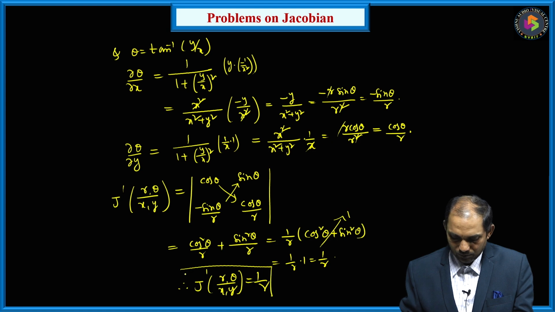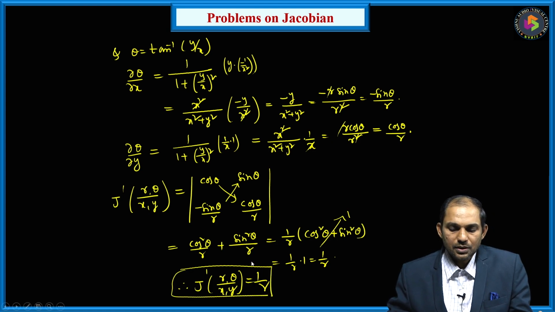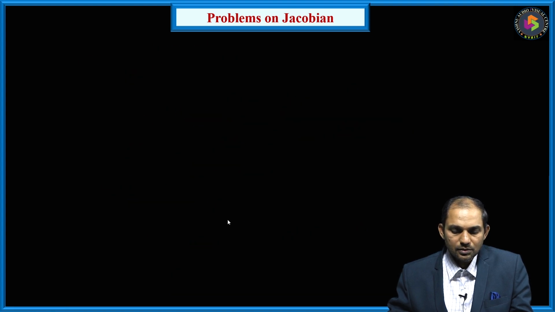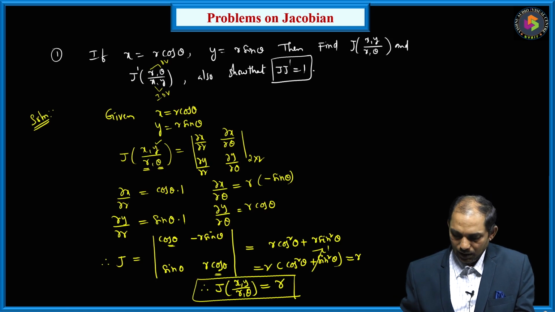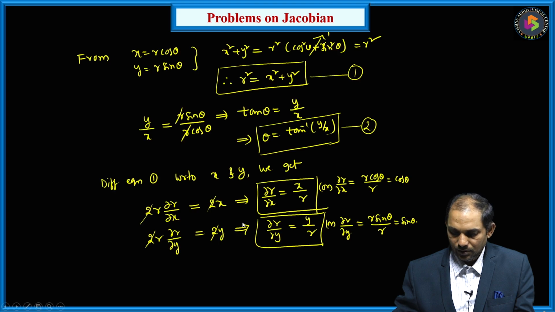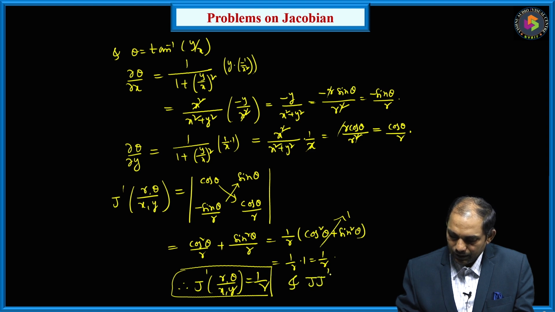This is how we are supposed to compute the Jacobian based on the dependent variables which are expressed in terms of independent variables. And they are also asking to compute J into J dash. So, where J is given by r and J dash is given by 1 by r, then J into J dash is equal to r times 1 by r, which is equal to 1.